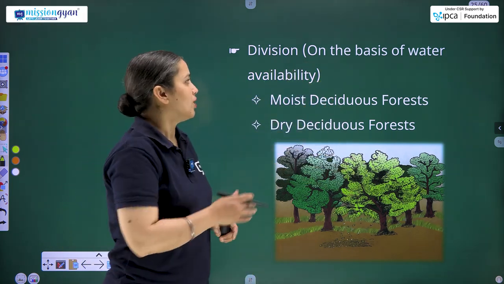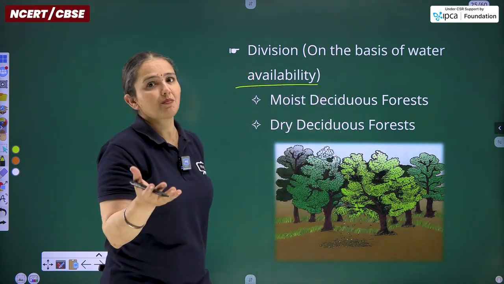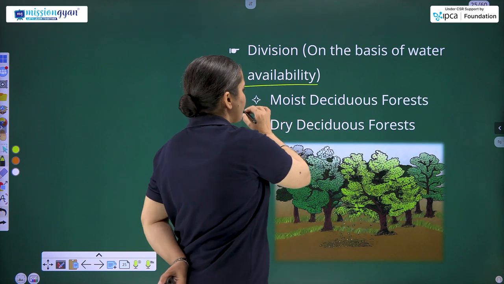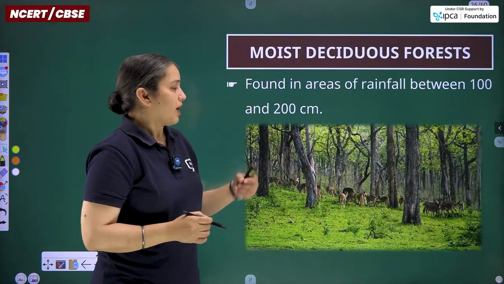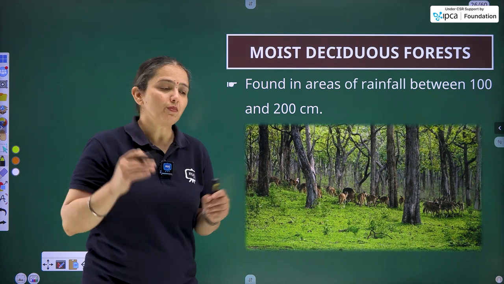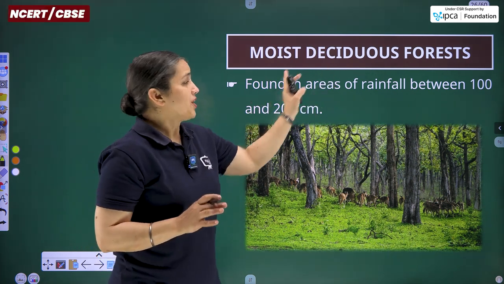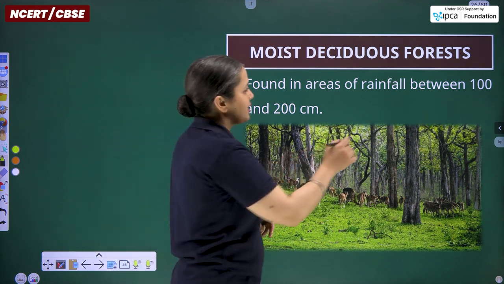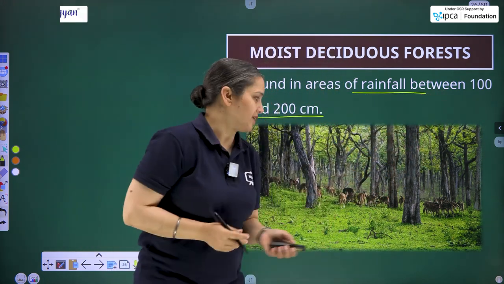further divided into two. So division on the basis of water availability, rainfall is the major factor among them. So they are divided into moist deciduous forests and dry deciduous forests. And we are going to discuss individually both of them and in each and every concern. So these moist deciduous forests are found in areas of rainfall between 100 to 200 centimeter.